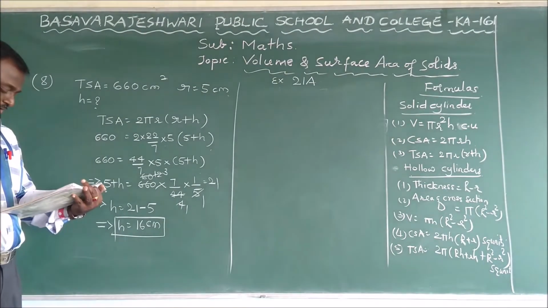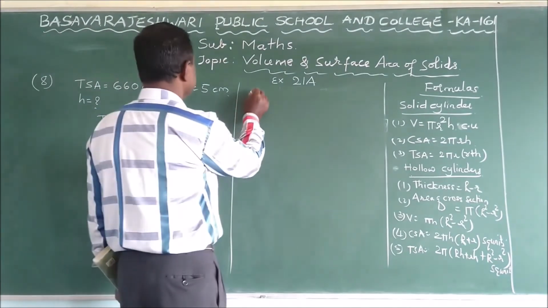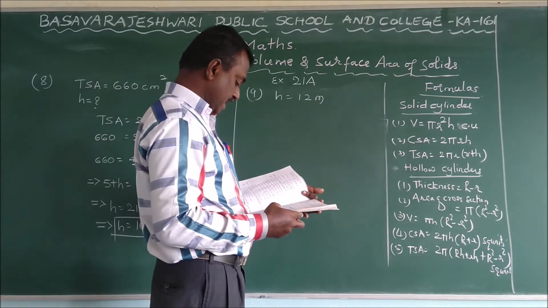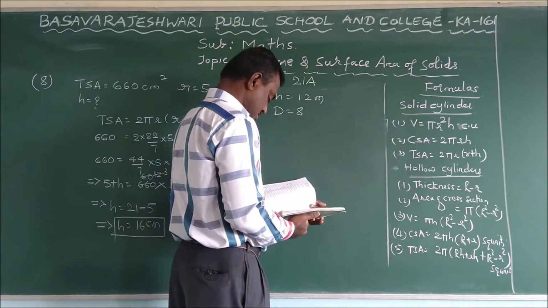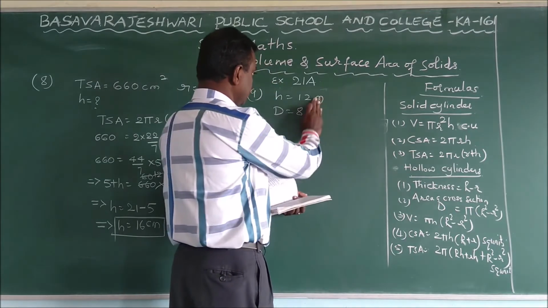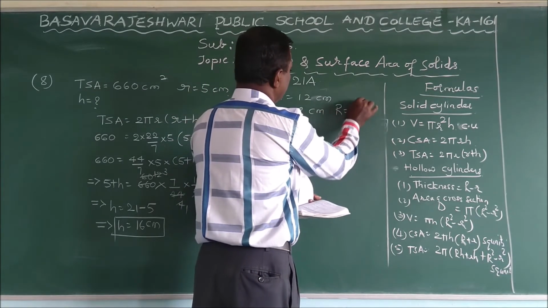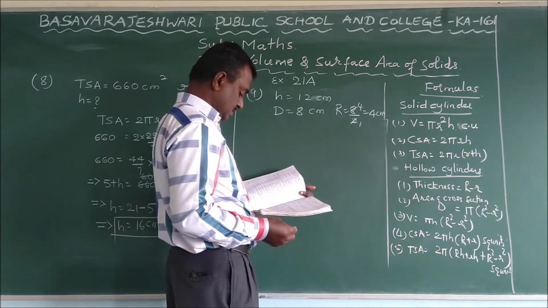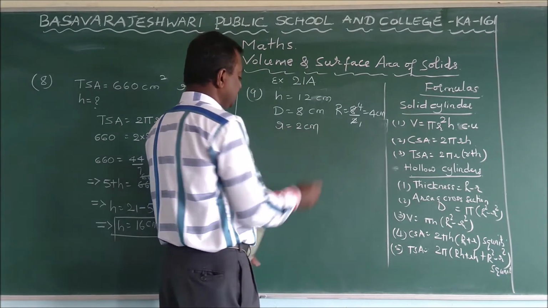Question number 9. Find the total surface area of a hollow cylinder open at both the ends if its length is 12 meters. Length means the height, which is 12. Next, the external diameter is 8 cm. So external diameter, capital D, is 8 cm. Therefore, external radius is equal to 8 by 2, that is equal to 4 cm. Next, thickness is given as 2 cm. That is the small radius. Small radius is equal to 2 cm.